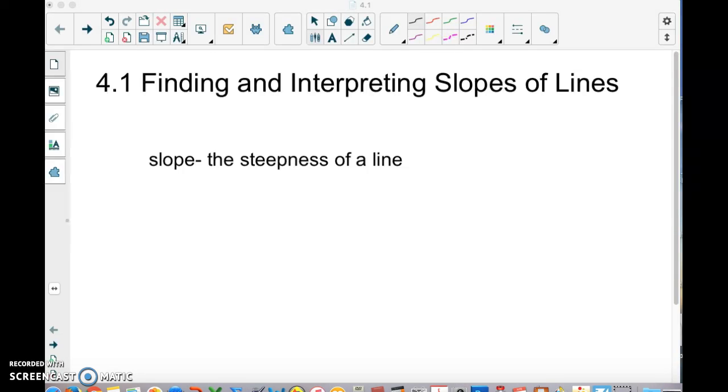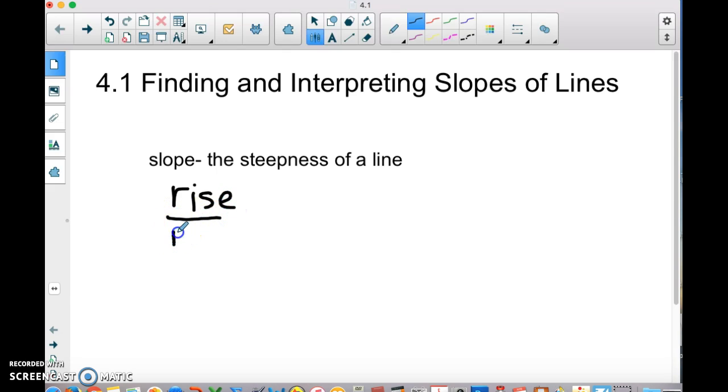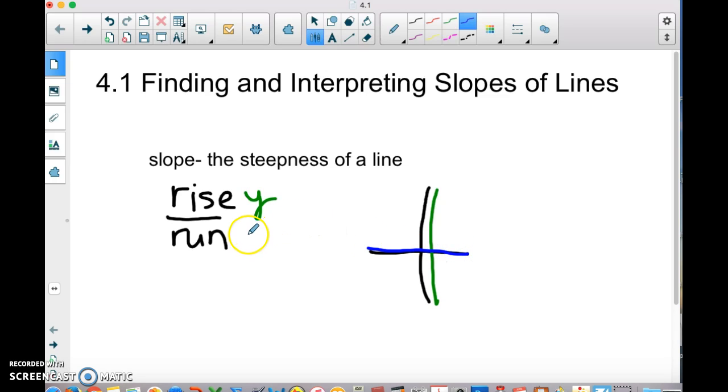Today we are going to be finding and interpreting slopes of lines. First we need to know that slope is the steepness of a line, and it is represented by the rise over the run. So if we're given a graph, the rise is going to be up or down, so that would be our y. And the run would be from left to right, so the run is going to be our x.